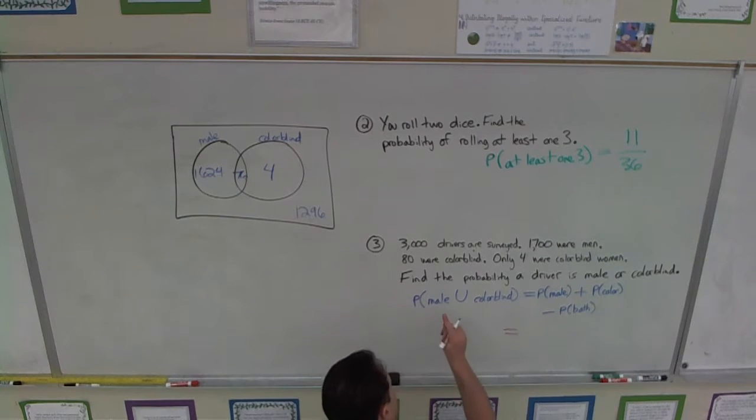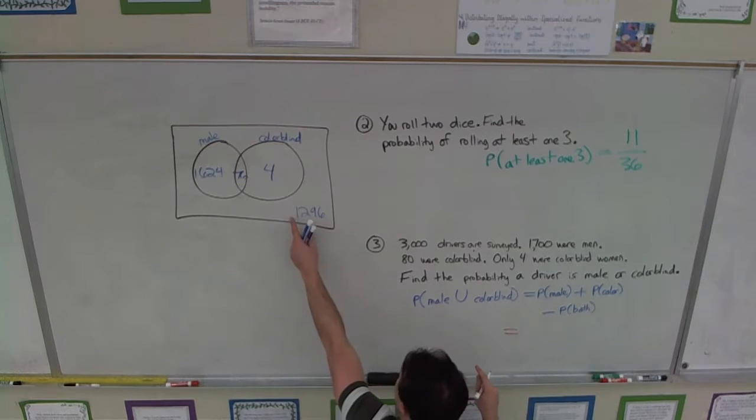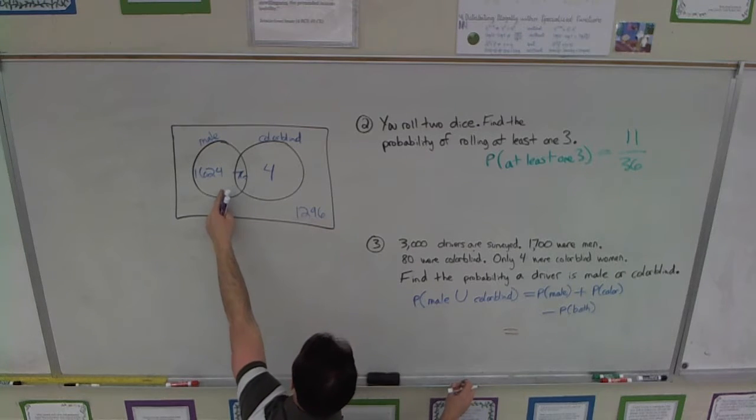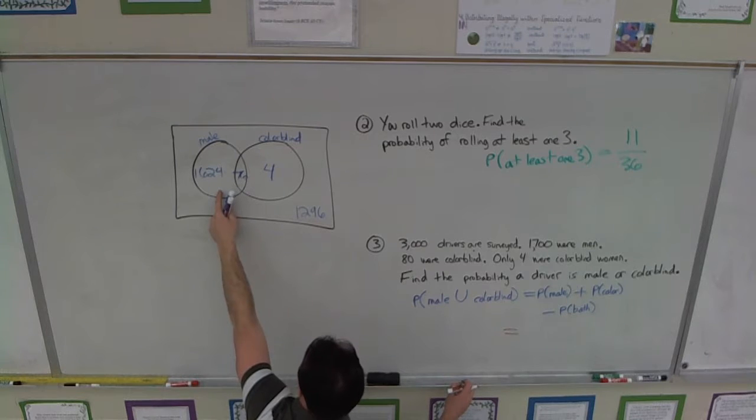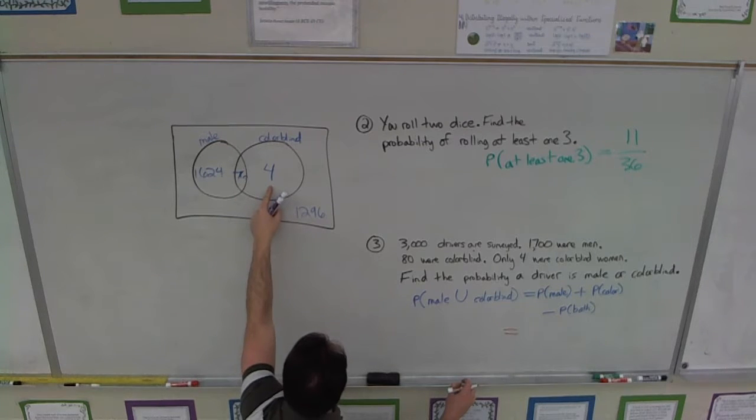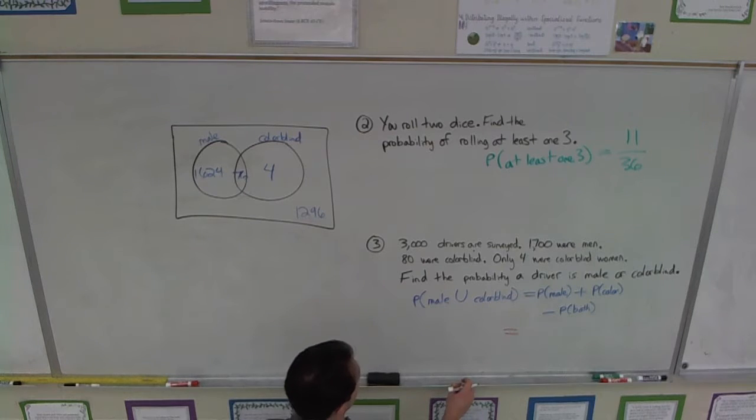So we were specifically asked about the chance of being a male or being colorblind. You could even just look at the table here. So you can see that, is this person satisfying that criteria? Are they male or colorblind? Well, they're male, so yes. Are these people male or colorblind? Well, they're both, so definitely yes. And are these people male or colorblind? Well, they're colorblind, so yes. So it's going to be those people out of the total.